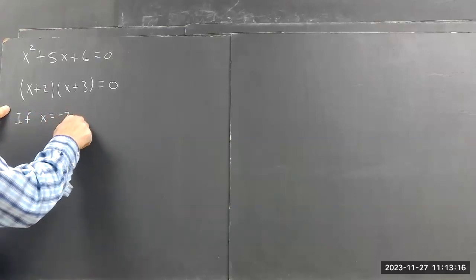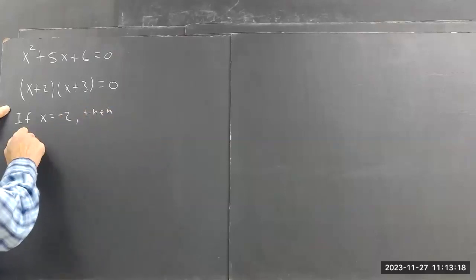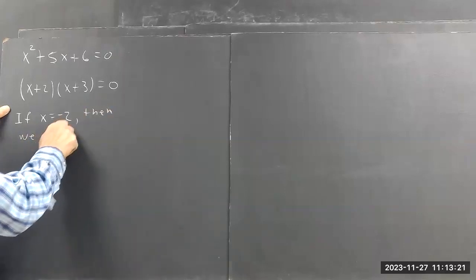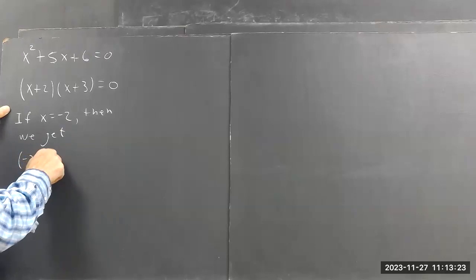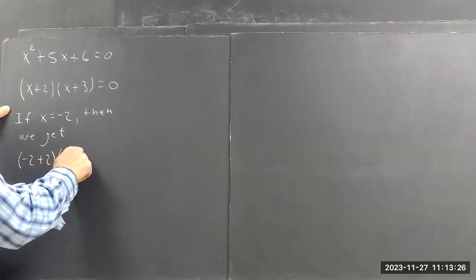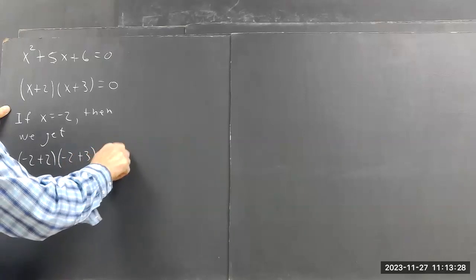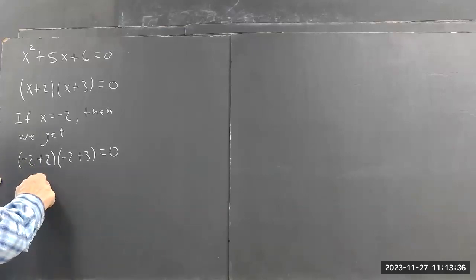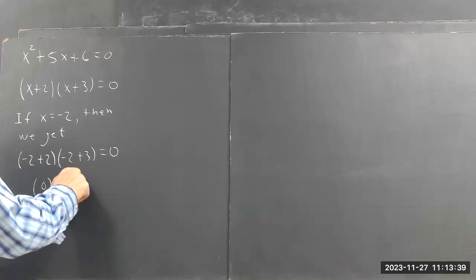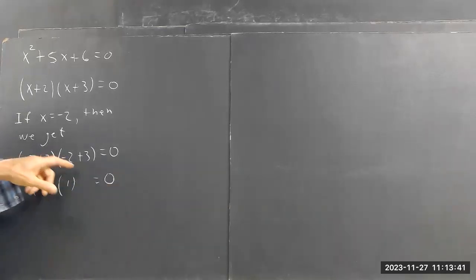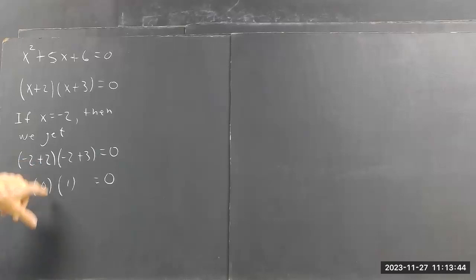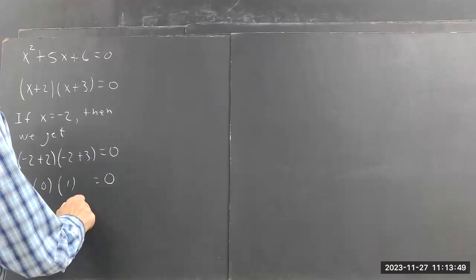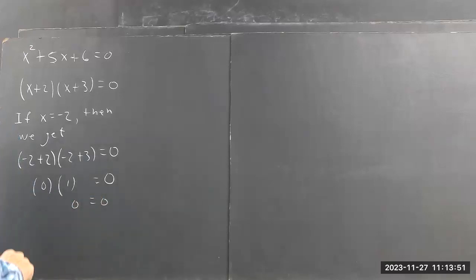If x equals -2, then we get -2 plus 2 times -2 plus 3 equals 0. -2 plus 2 is 0. And -2 plus 3 happens to be 1, but it really doesn't matter what this one is. As soon as we know that this one's 0, we know we're going to be multiplying by 0, and we're going to get 0 equals 0. Okay.